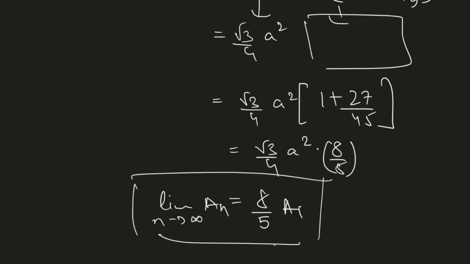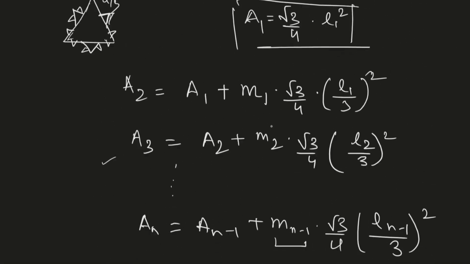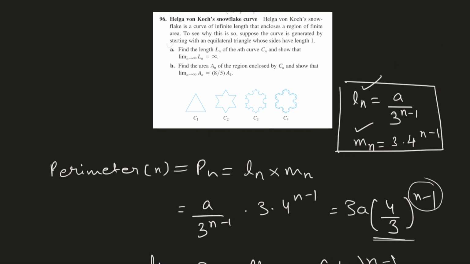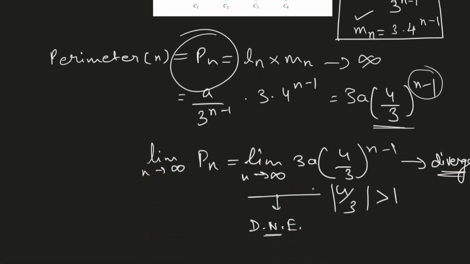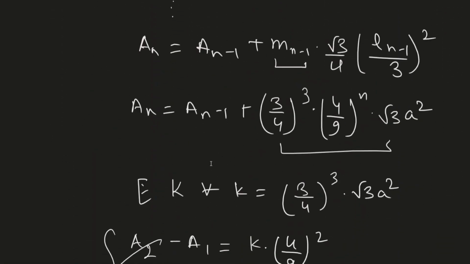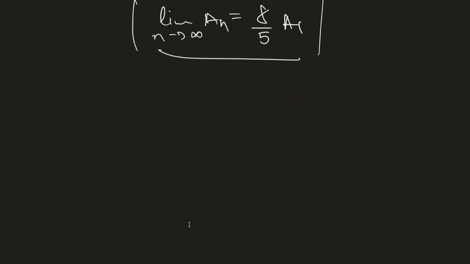So basically this is what we call Helge von Koch's snowflake curve, and I have correctly proved that the perimeter of this thing, as n tends to infinity, we create an infinite number of sides. It would tend to infinity as well, but the area would remain finite as we increase the number of n. And I hope it's clear.